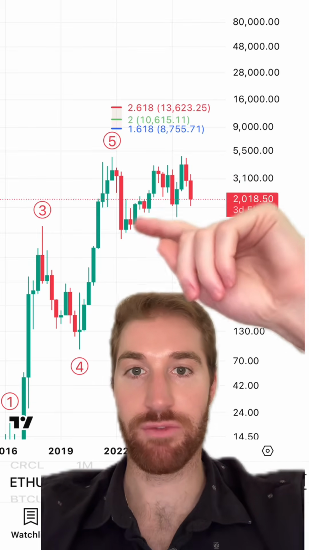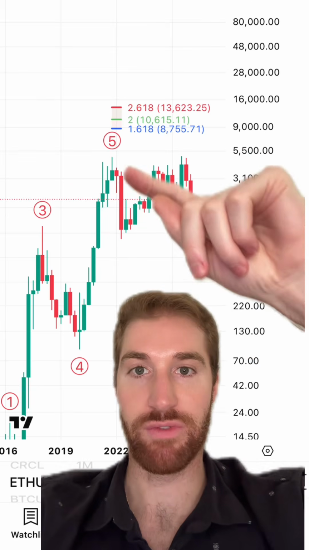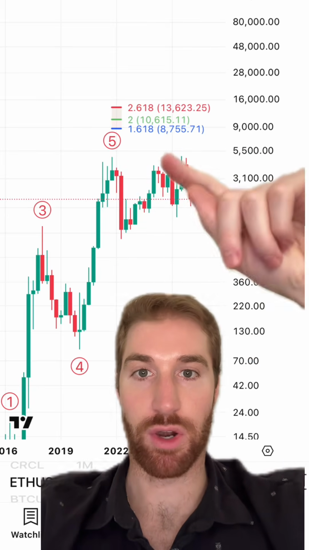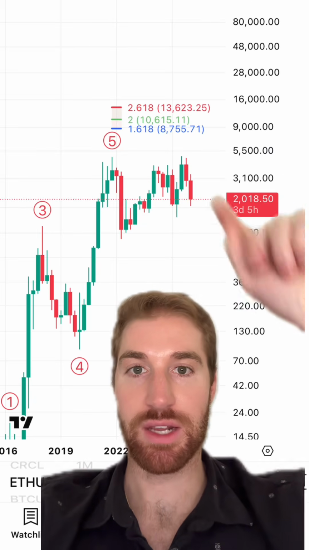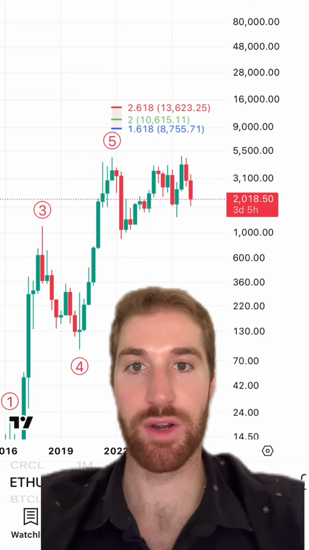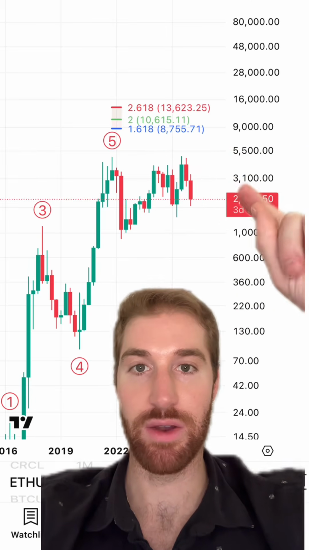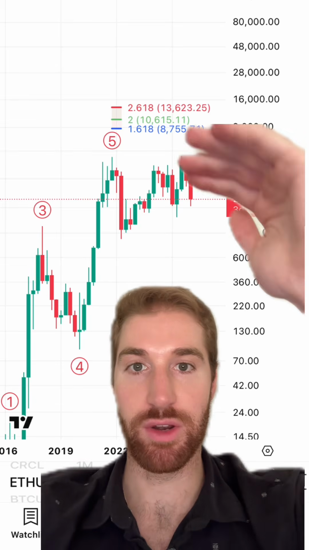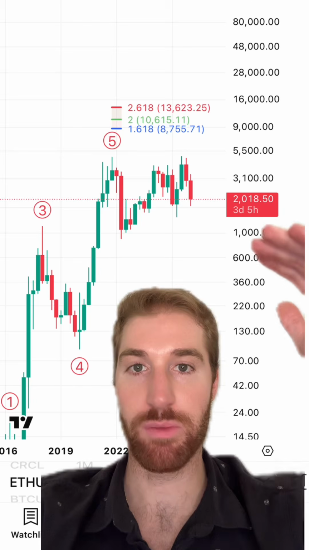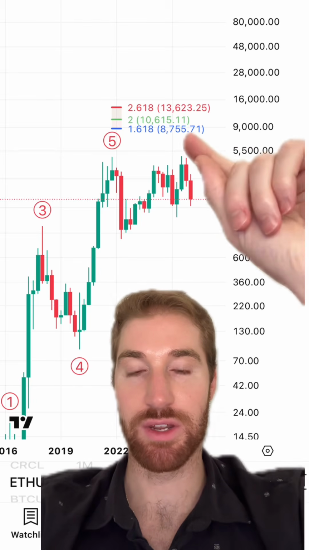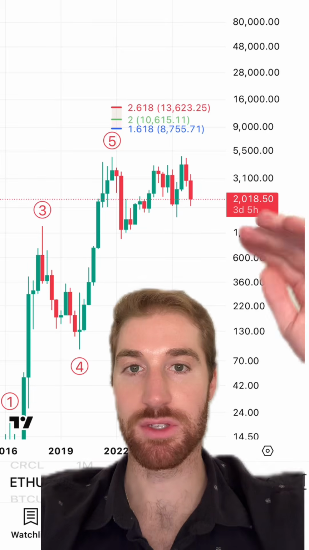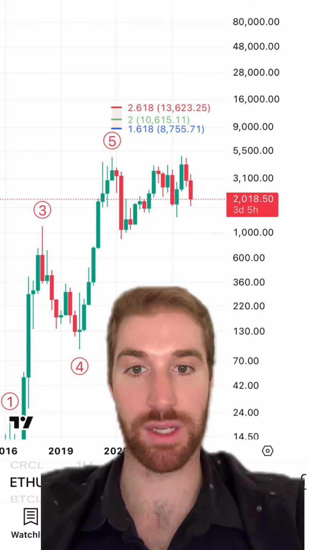My next target for the wave 3, this being the 1, 2, 3, 4, 5 wave 1, which we just covered. We're currently in the wave 2. And then my next target is 8,700 on Ethereum. We could even extend to 10,000, even 13,000, but base case scenario, my next price target for Ethereum of how much I think Ethereum is going to be worth based on my strategy is 8,700. Right now we're sitting at 2,000, so from a risk to reward standpoint, it looks like a pretty good trade.